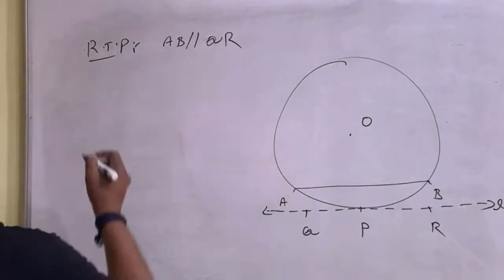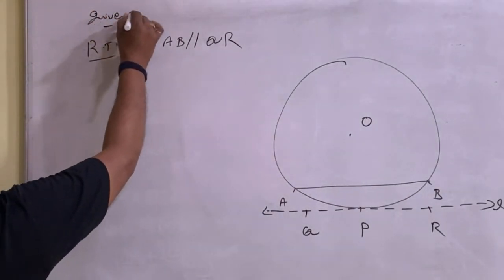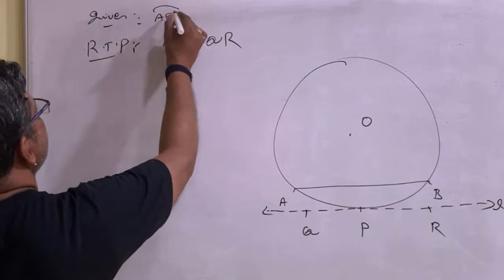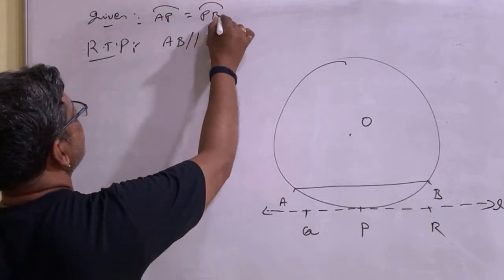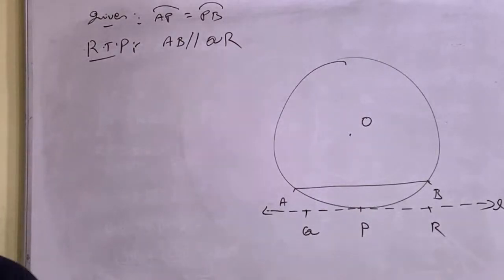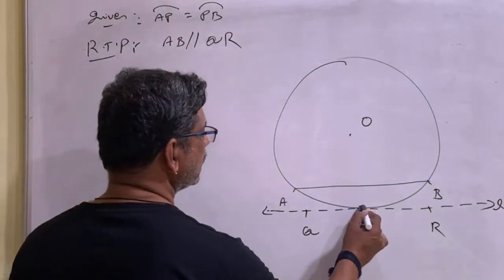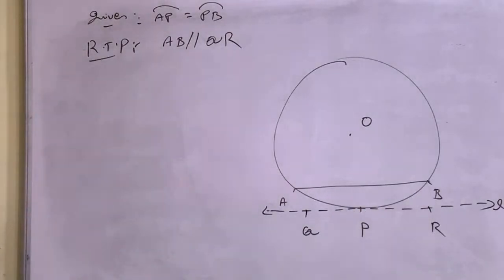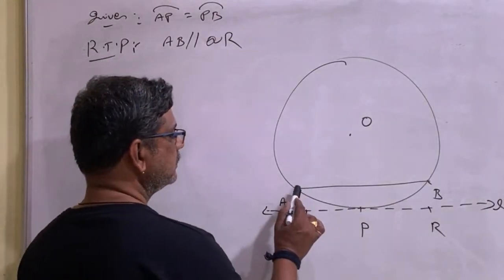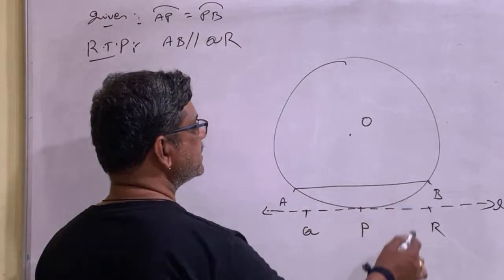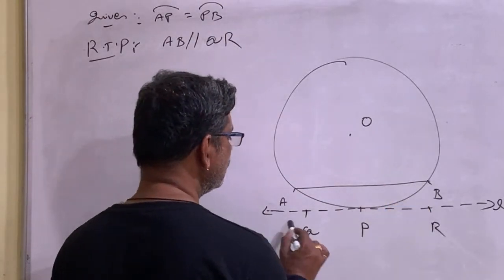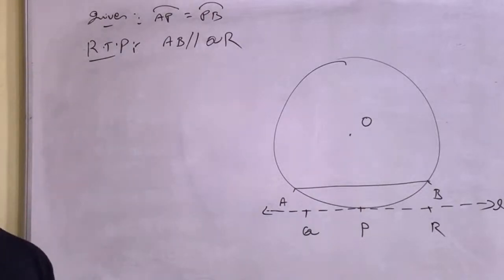That means what is given? Arc AP is equal to arc PB. That is what we mean when we say that P is the midpoint of arc AB. And we need to prove that the chord joining the endpoints of the arc is parallel to the tangent L.